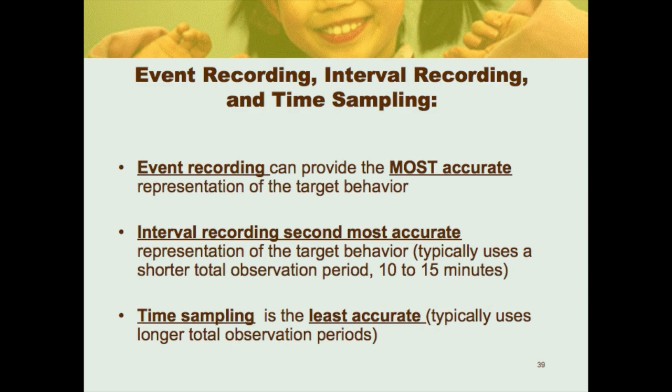So of the 3 observational recording systems we have covered, event recording can provide the most accurate representation of the target behavior. Interval recording is the second most accurate. Time sampling is the least accurate, but also takes the least amount of effort for the teacher to conduct.